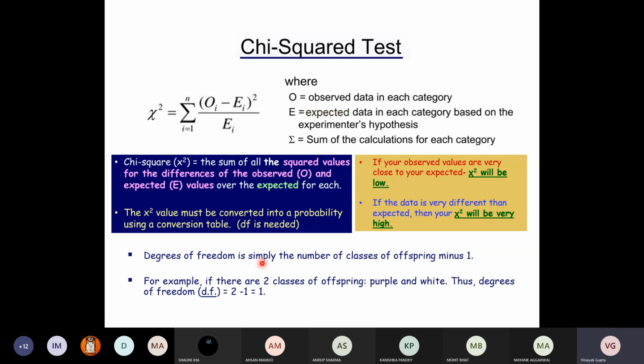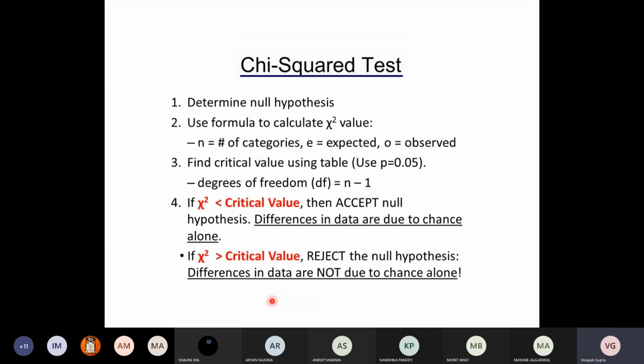What is going to be the degree of freedom in a dihybrid cross? Yes, 3. We have the ratio 9:3:3:1, so we have four numbers here. 4 minus 1, so it is 3. And we are going to provide you a table. Based on that table, you should be able to tell whether your null hypothesis is correct or not. The picture will be much clearer if we go through one question. So these are the steps which you have to follow.